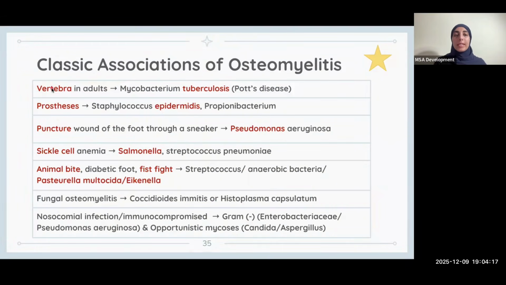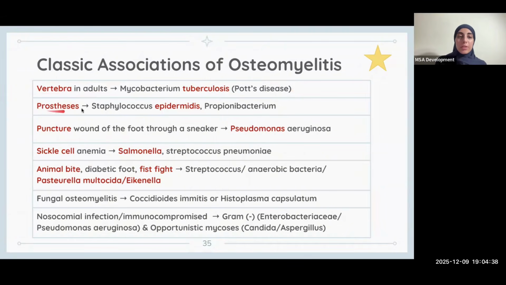Vertebral osteomyelitis is due to TB, and this has a very specific name. It's called Pott's disease. So if someone has a disseminated TB infection, and this infection affects their vertebral bones, so now they have osteomyelitis due to TB, this is called Pott's disease. Okay.